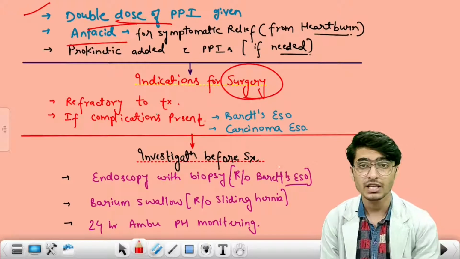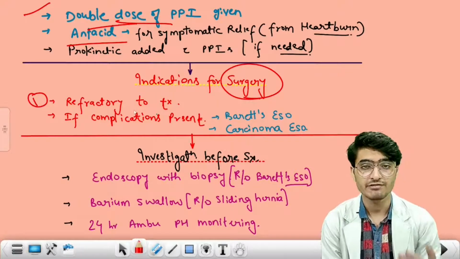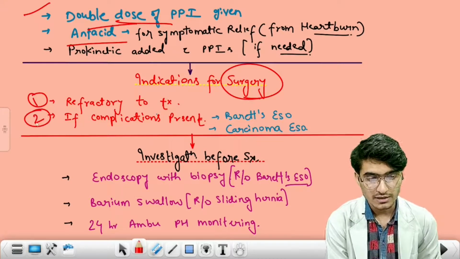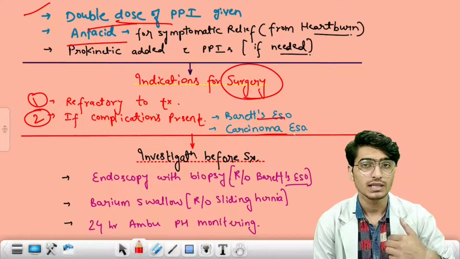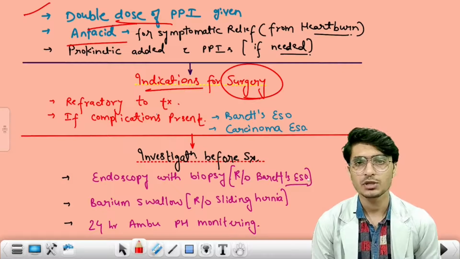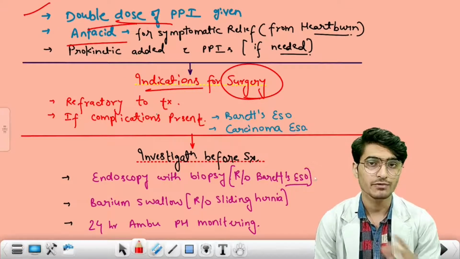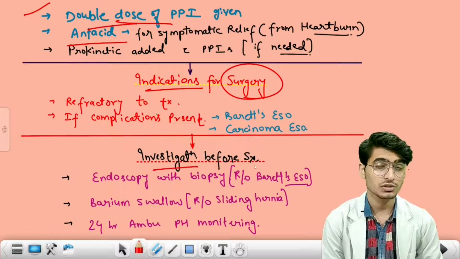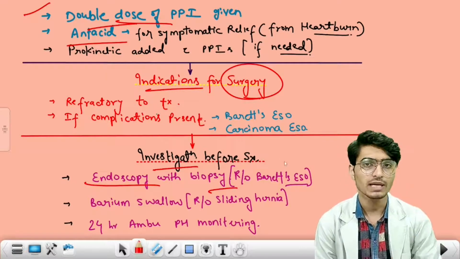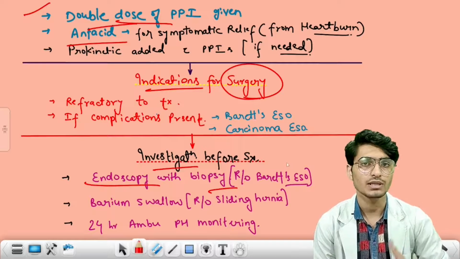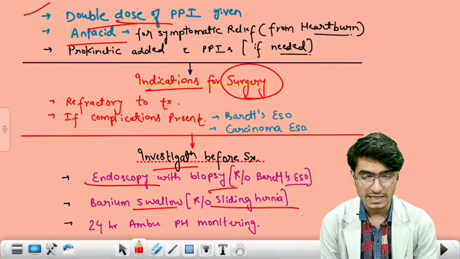That is one of the indications of surgery. So the number one indication of surgery is refractoriness to the treatment. Number two is the presence of any complication such as Barrett's esophagus or carcinoma of the esophagus. Whenever the patient has any indication, we will go for further investigations before going for surgery, and the investigations include upper GI endoscopy plus biopsy, okay, to rule out any presence of Barrett's esophagus or malignancy, right? The second thing is the barium swallow to rule out a sliding hernia, right?